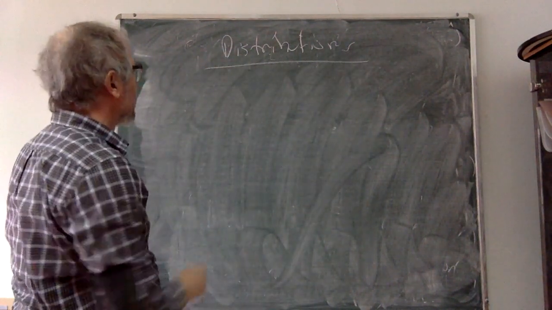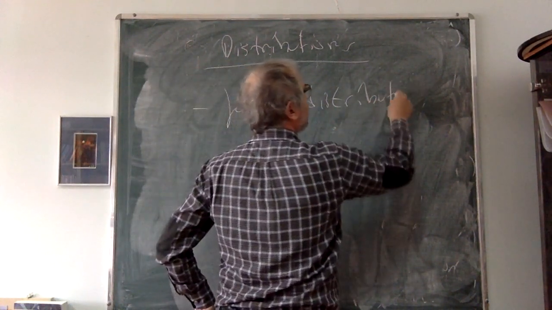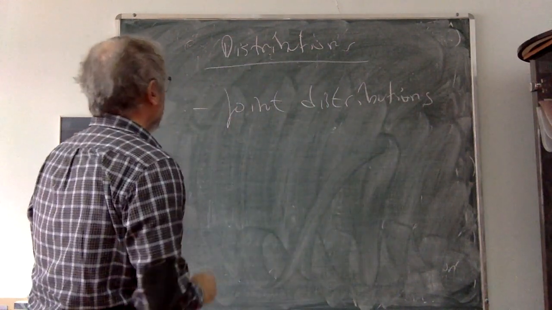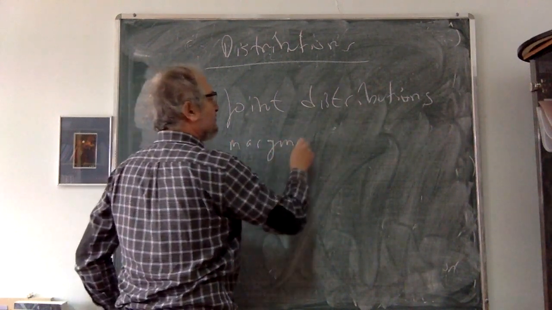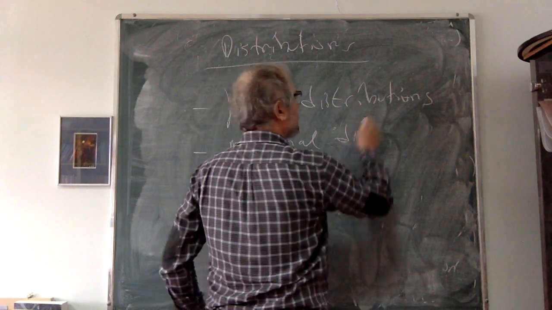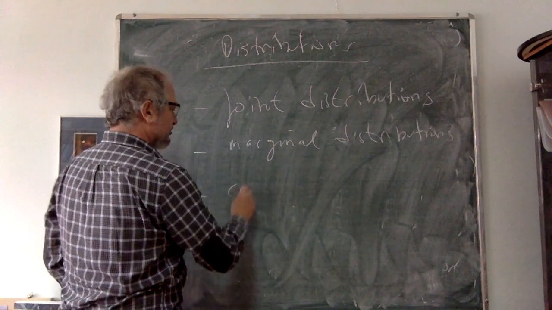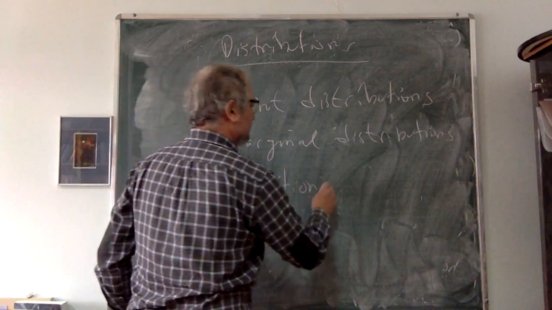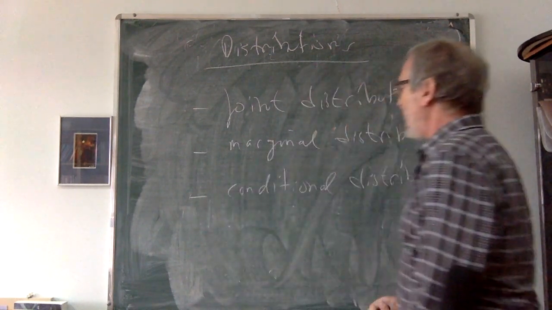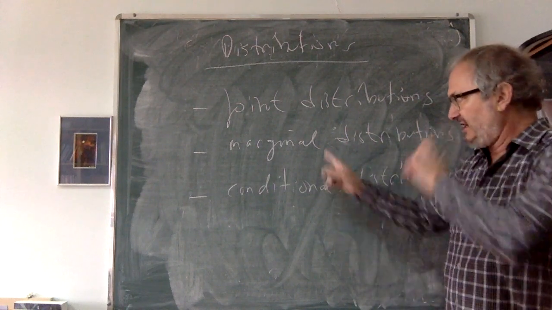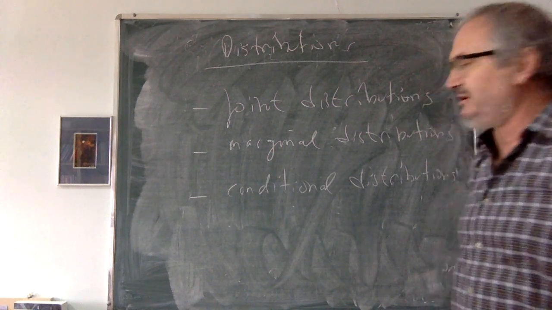What are distributions? Well, we have joint distributions, marginal distributions, and conditional distributions. Because the notation looks pretty much the same in these, sometimes it gets confusing, but these are different species, so it's important to talk about them separately.